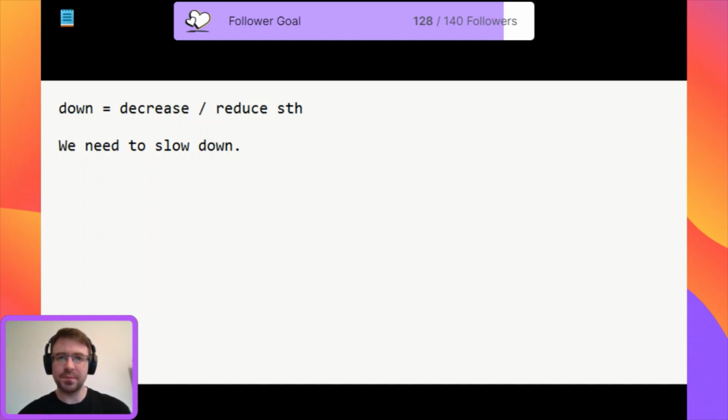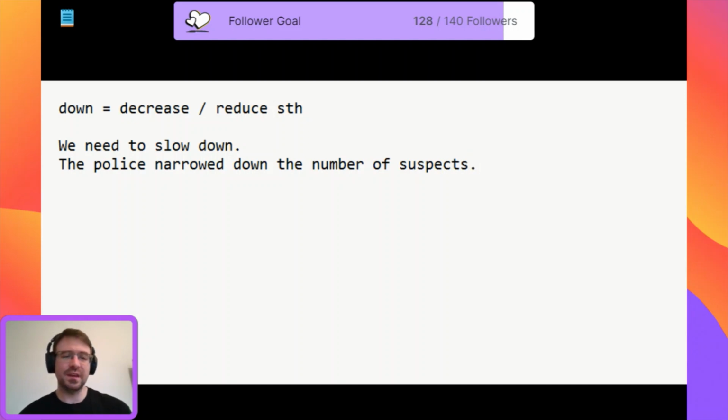Or for example, the police narrowed down the number of suspects. So if you have 10 suspects and then you decide, okay, it's not him, not him, not him, not her, then we have 5 suspects, you have narrowed down the number. So you are reducing the number. So in phrasal verbs, up and down are usually opposites to each other in these types of constructions.